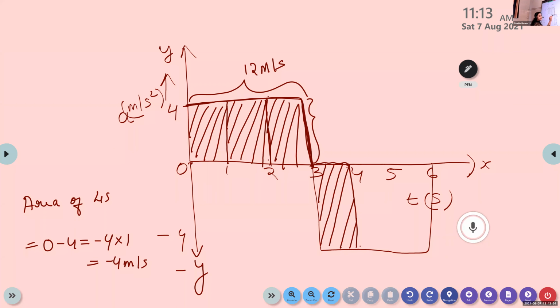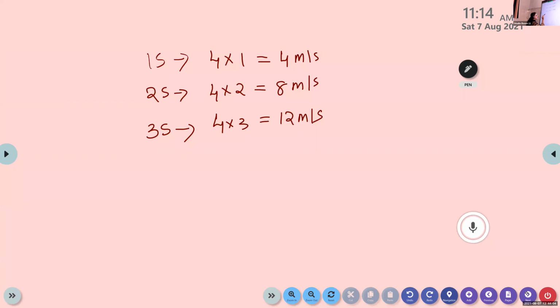Then we add that area with that of the entire area of the section from 0 to 3. So here we are going to add it. The velocity corresponding to 4 seconds is equal to the area up to 3 seconds, which is 12, plus the area corresponding to the 4 seconds, that is minus 4. So 12 minus 4. What is 12 minus 4? 8 meter per second.